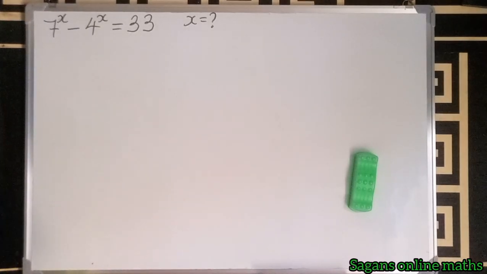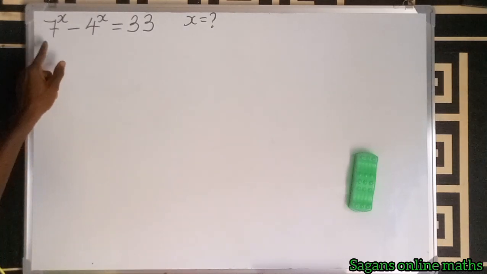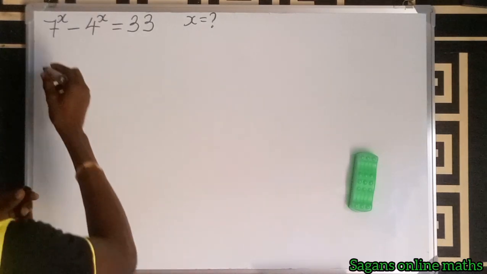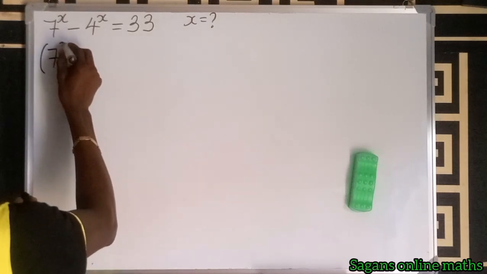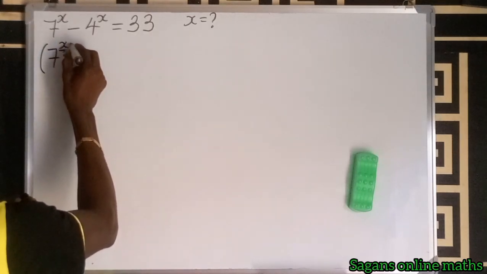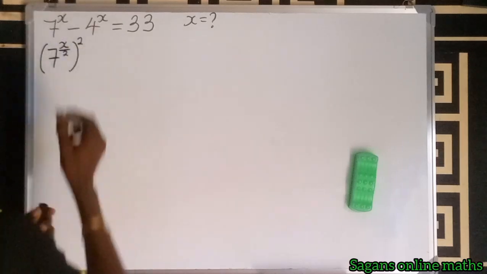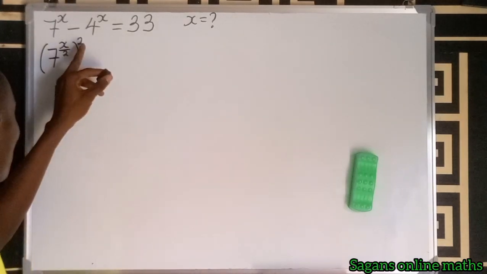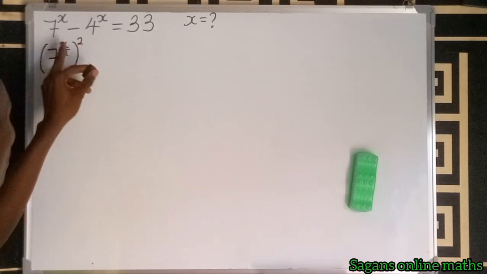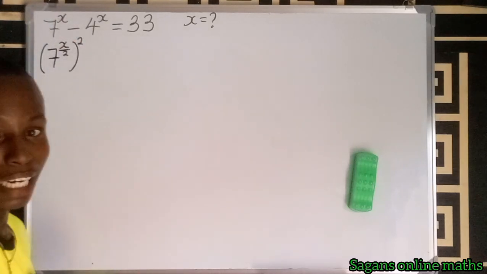Do you know, by obeying some of the properties of indices, that we are not wrong if we decide to write 7 to the power of x as 7 to the power of x divided by 2, all to the power of 2? We are not wrong by one of the properties of indices, because if you use this 2, which is the exponent, to multiply by x over 2, we are going to have just x, right?